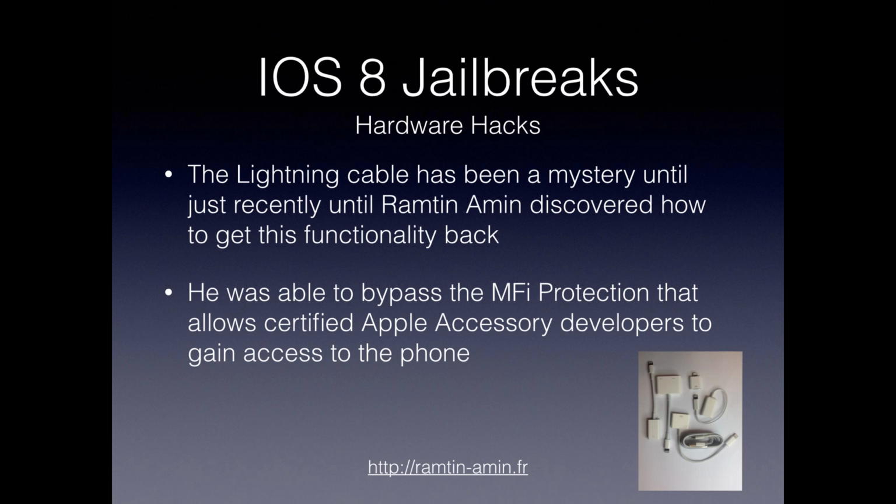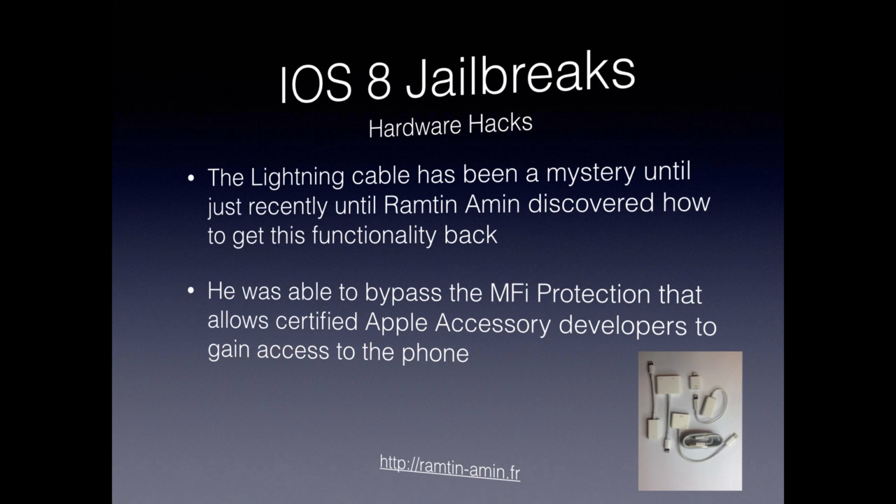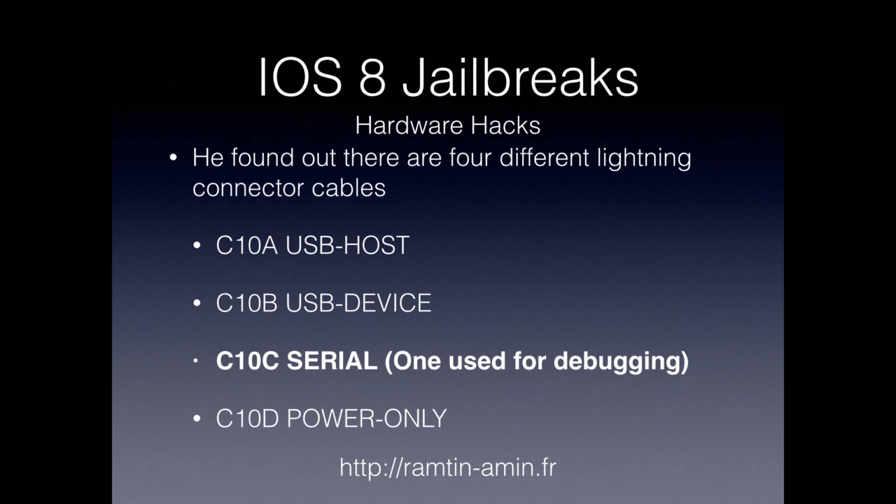More information about his special Lightning device is available on the website listed at the bottom of this slide. I will summarize how it was discovered for those of you who are curious, but I will not be diving into too much detail. Just like the 30-pin connector, we need access to the serial port, which is used for debugging. This connector is called the C10C connector. It's a special type of Lightning cable that you can get.